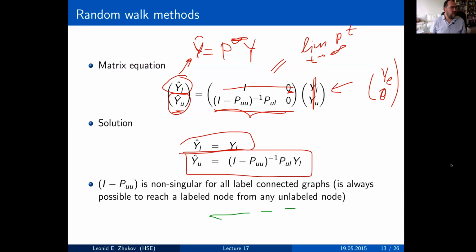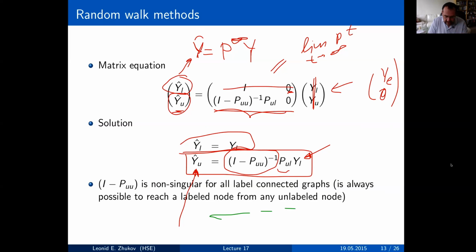And that's sort of the core. So what it says is the following. To calculate the labels for the unlabeled nodes, I need to take the labels for the labeled nodes, those that are given to us, multiply by this part of the matrix, which is a one-step probability transition from unlabeled to labeled, and multiply by the inverse of this expression.